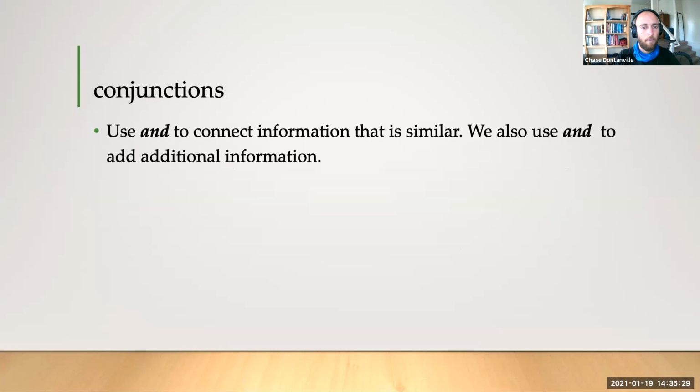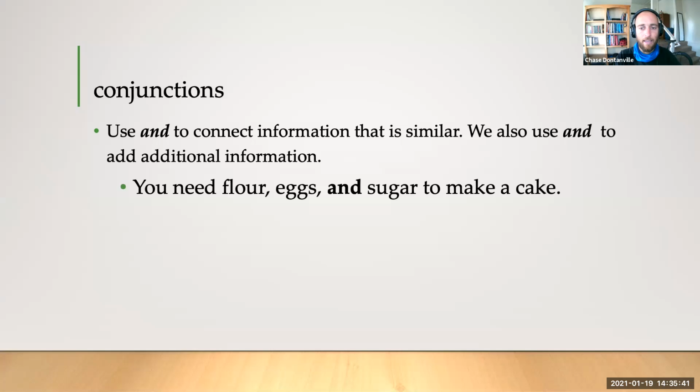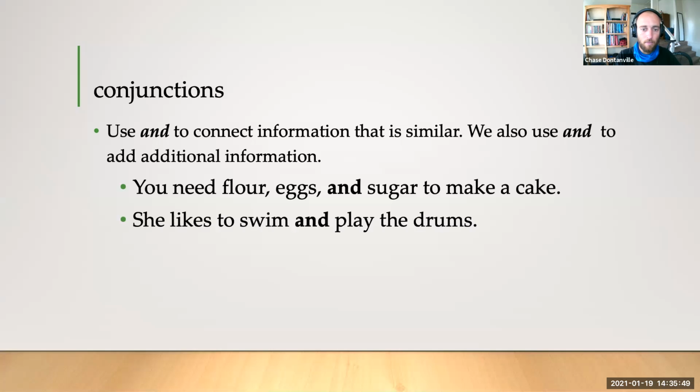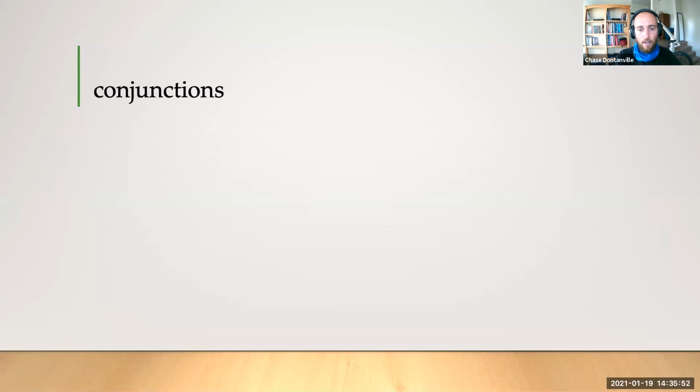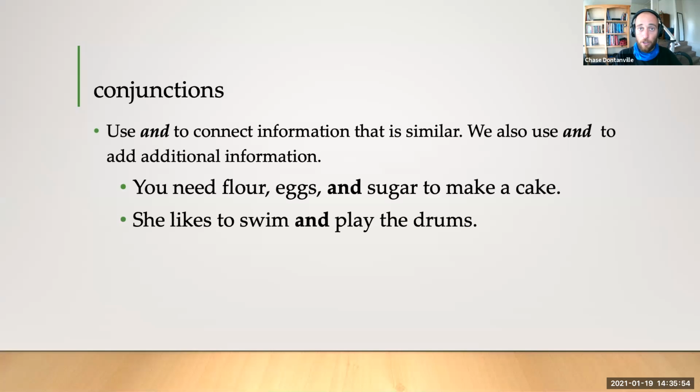So let's start with and. Use and to connect information that is similar. And we also use and to add additional information. Okay? For example, you need flour, eggs, and sugar to make a cake. She likes to swim and play the drums. Okay? If you need to, I encourage you to go back and review the comma lesson. If you're not sure why there's a comma in one example and not the other, please review the lesson on commas.